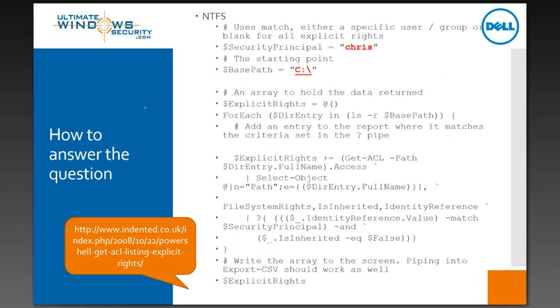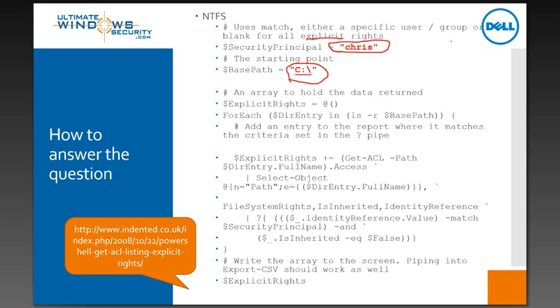Now here's NTFS. This is another PowerShell command, and it's so short that I pasted in the full text for it. Now, there's two pieces of information you need to fill in. If you fill in a user or group name up here for the security principal variable, then it's just going to dump out all the explicit permissions for that user or that group starting here. And of course, we're saying the root of the C drive.